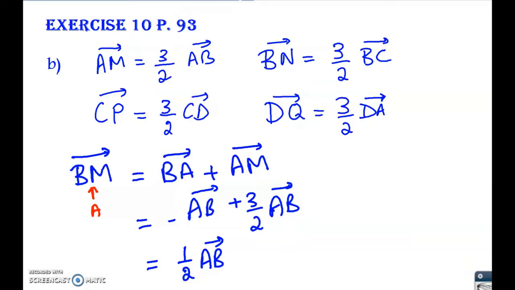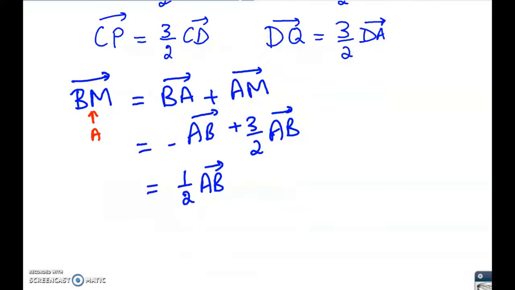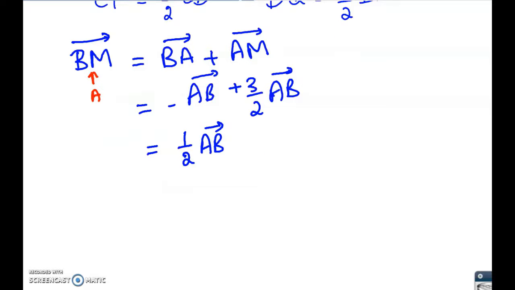So you treat it in the same manner. Now let's find the second vector. The second vector is DP. So here, of course, we applied Chasles's rule.